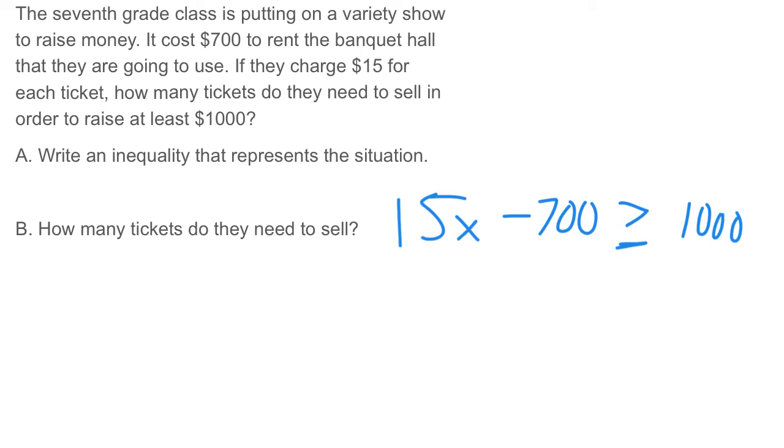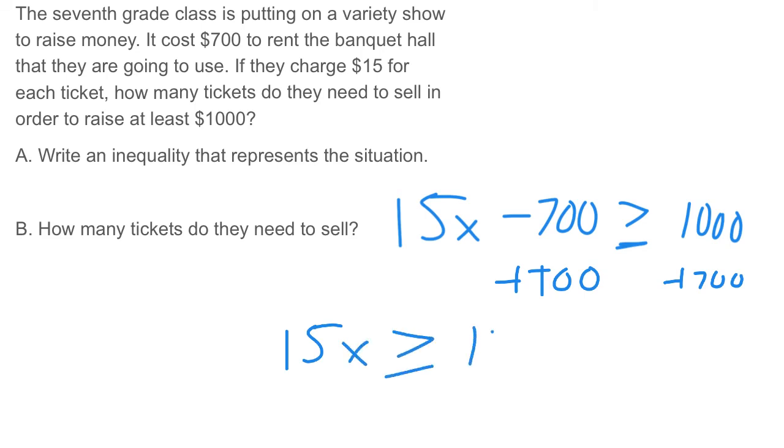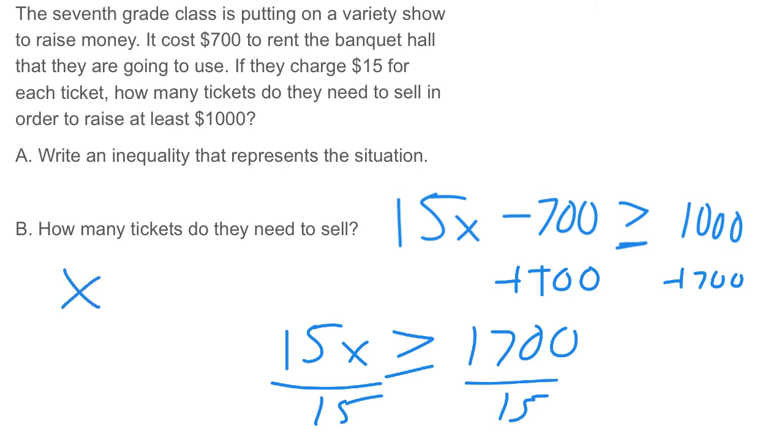Now we need to solve. How many tickets do they need to sell? To solve this, we're going to add 700 to both sides. That's going to leave me with 15x is greater than or equal to 1,700. And then I'm going to divide by 15 on both sides. And that will leave me with x has to be greater than or equal to 113.33 repeated.